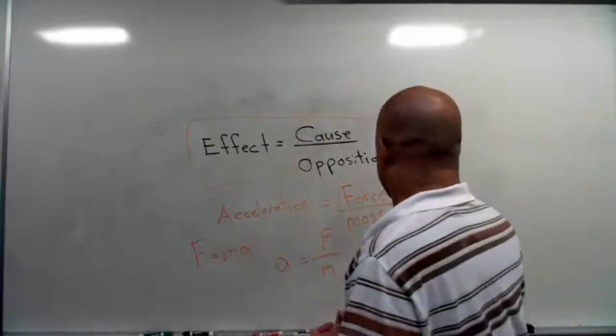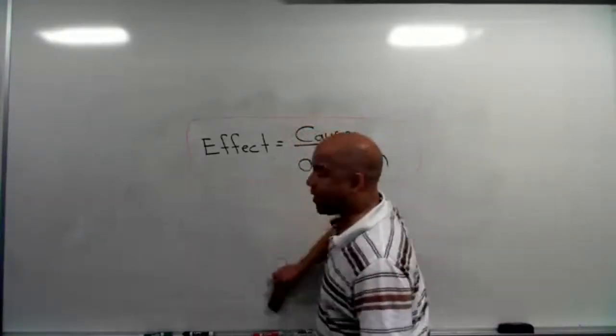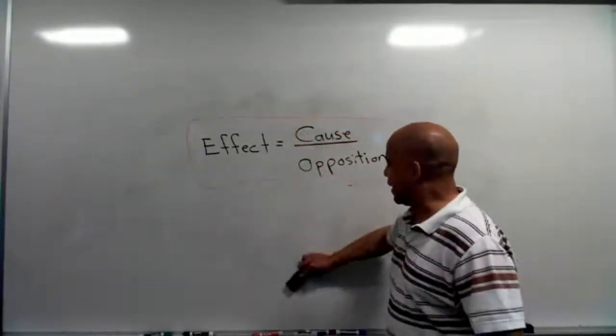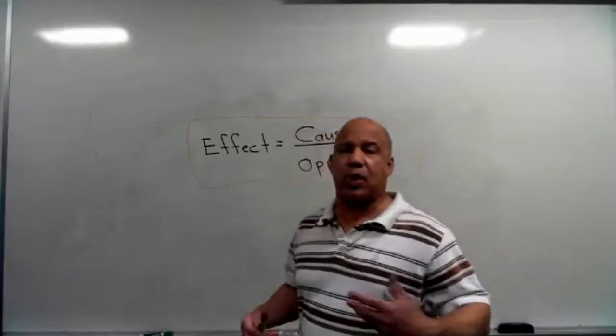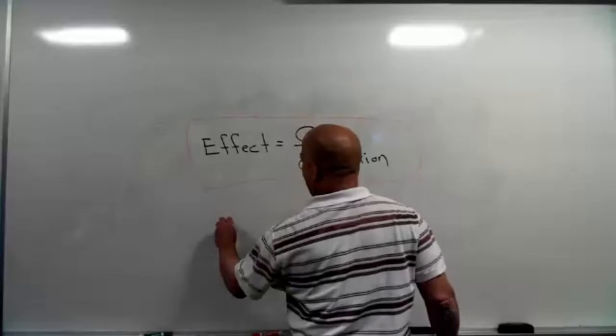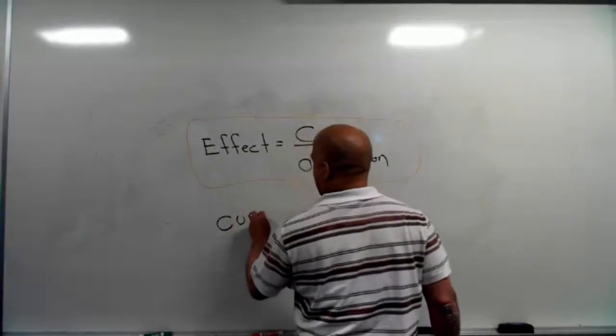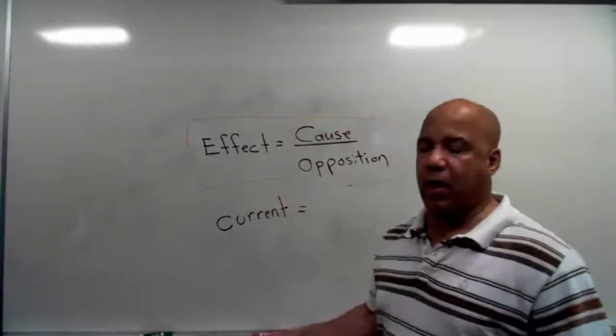But we can do the same thing in electrical engineering. Only the effect we're trying to establish is not an acceleration. What are we trying to make happen in electronics? What do we want to make happen? The flow of current. We want the flow of current. What is the cause of current flow?